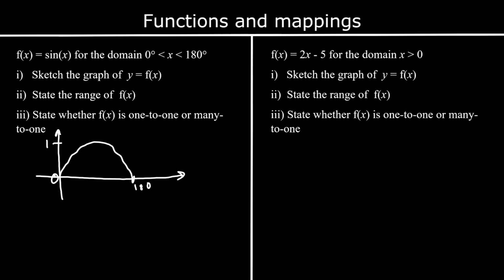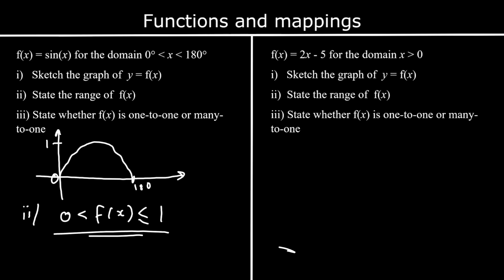State the range of f(x). So the domain is the input, what x can be, between 0 and 180. The output, the y, is what the range is. So what can y be? It can't equal 0 or 180, so it's bigger than 0. And it can equal 1. So it's bigger than 0 and less than or equal to 1. When x is 90, we get 1. So that is our range.